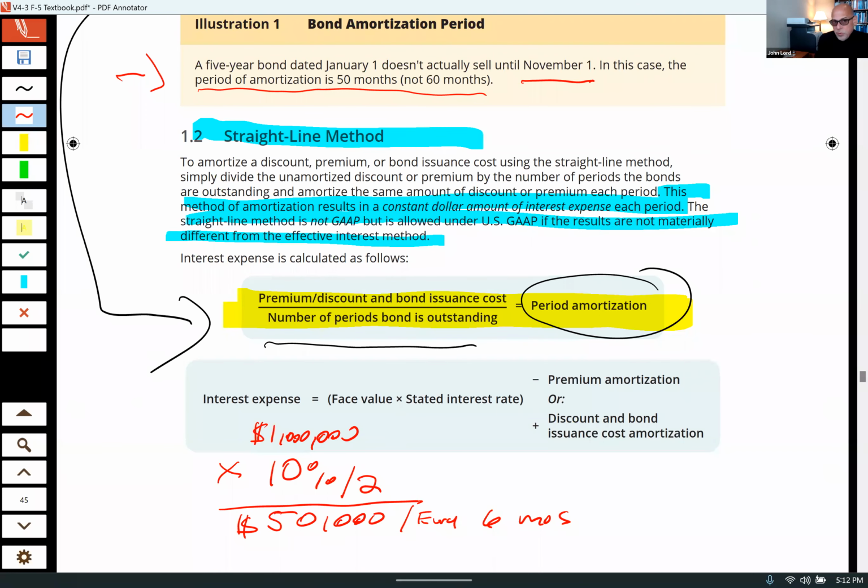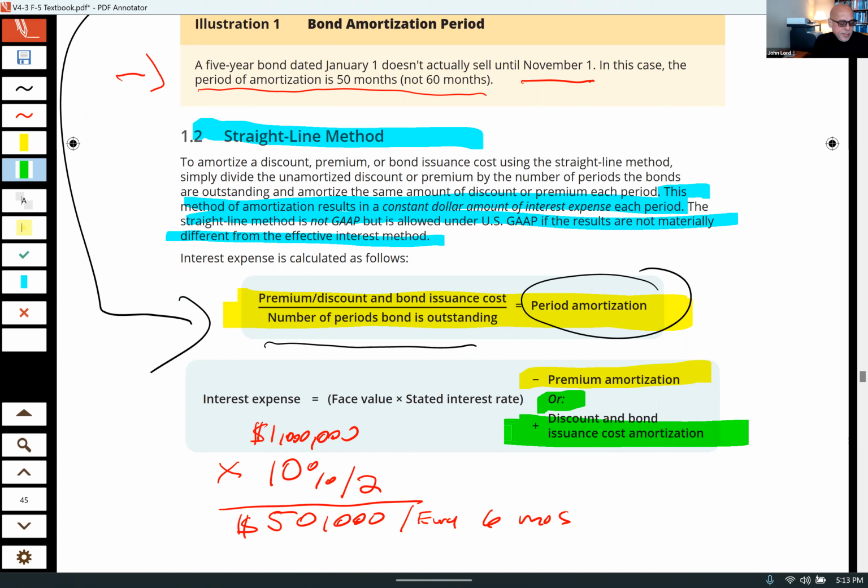You could see a different question where the semi-annual interest payment amount is different. It's not always 50,000. But for this particular bond that we've been using to review this stuff, it's been that same bond. It always pays 50,000. And if we have a premium amortization, it can't be both. It either has to be a discount or a premium. Then we would subtract the premium amortization and bring that below the 50,000. If we were talking about a discount and bond issue cost amortization, we would add that to the 50,000 to come up with the interest expense.